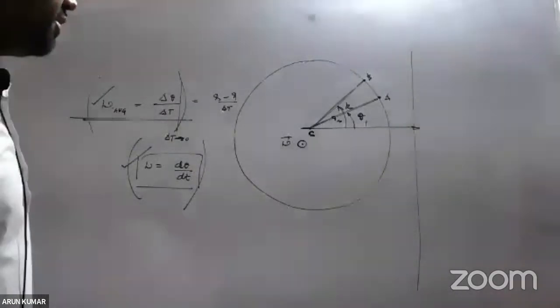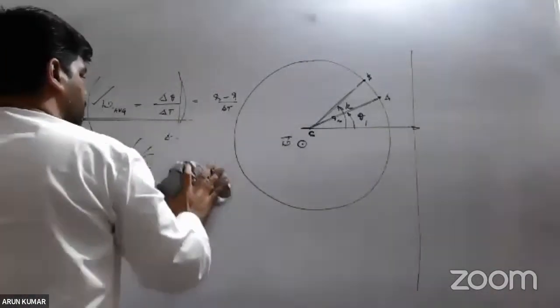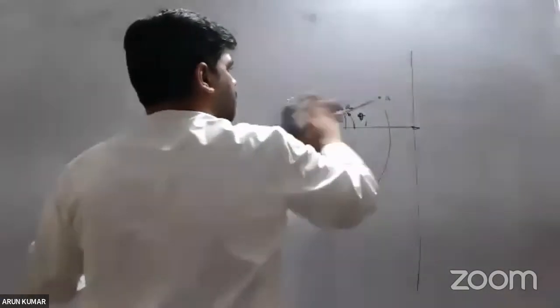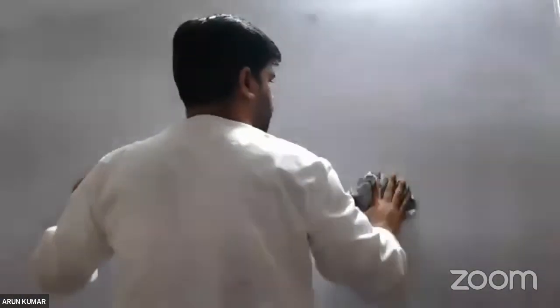All right. Now let us see. So all the angular quantities are axial vectors. Omega, alpha are axial vectors. That means they are along the axis of the circle, of the circular path.